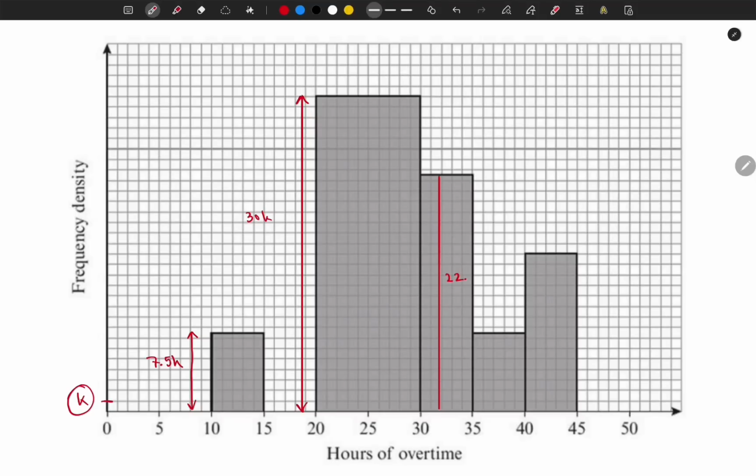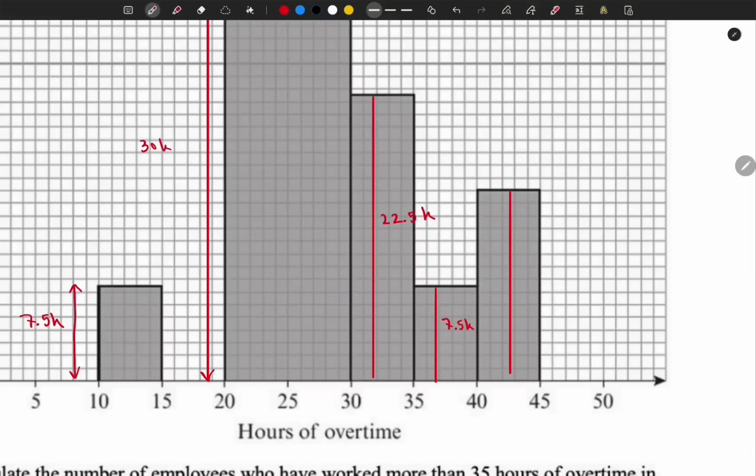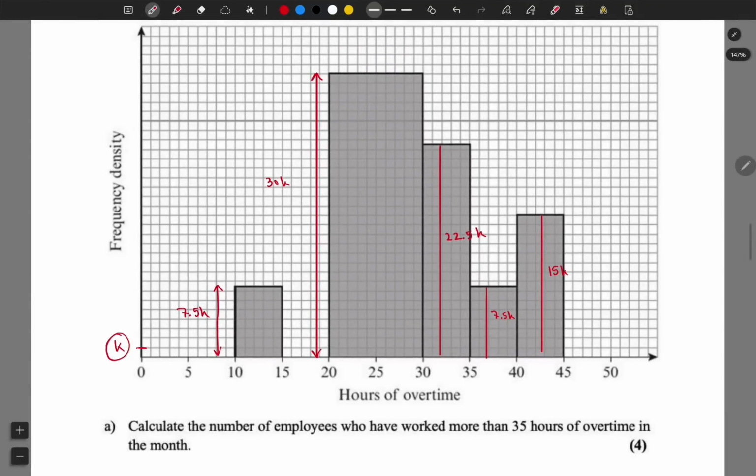This is 22.5k, and this is 7.5k. And the final one, it's around 42.5. Wait. So this is not 42. This is actually 15k. Okay.